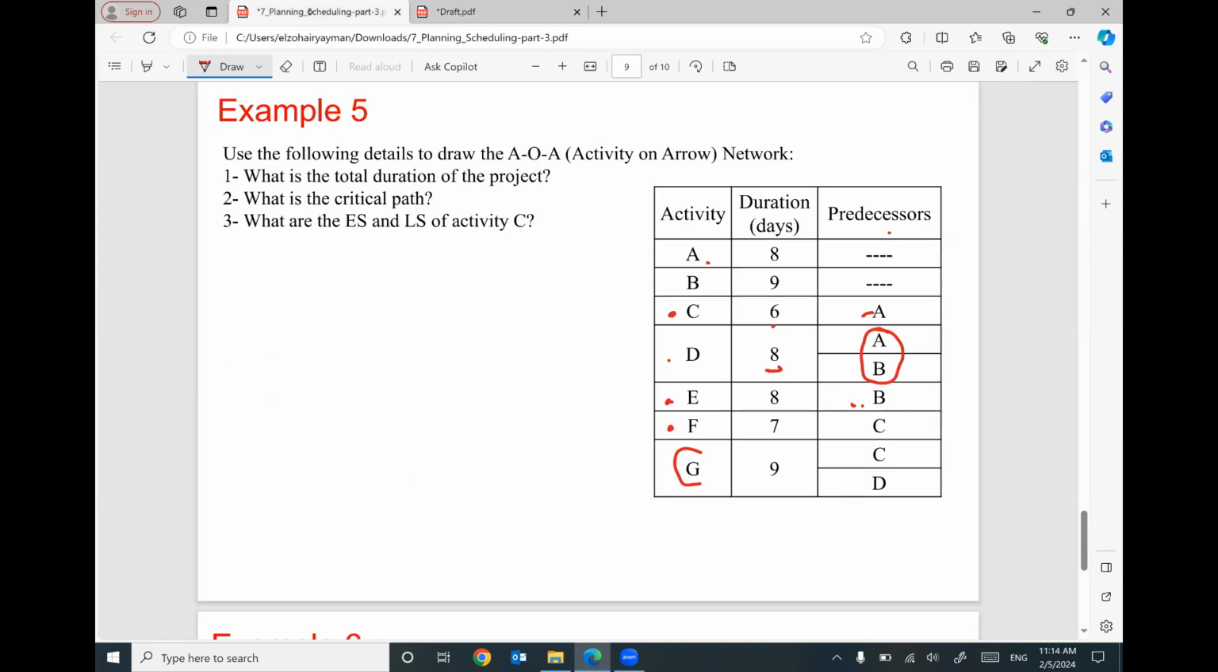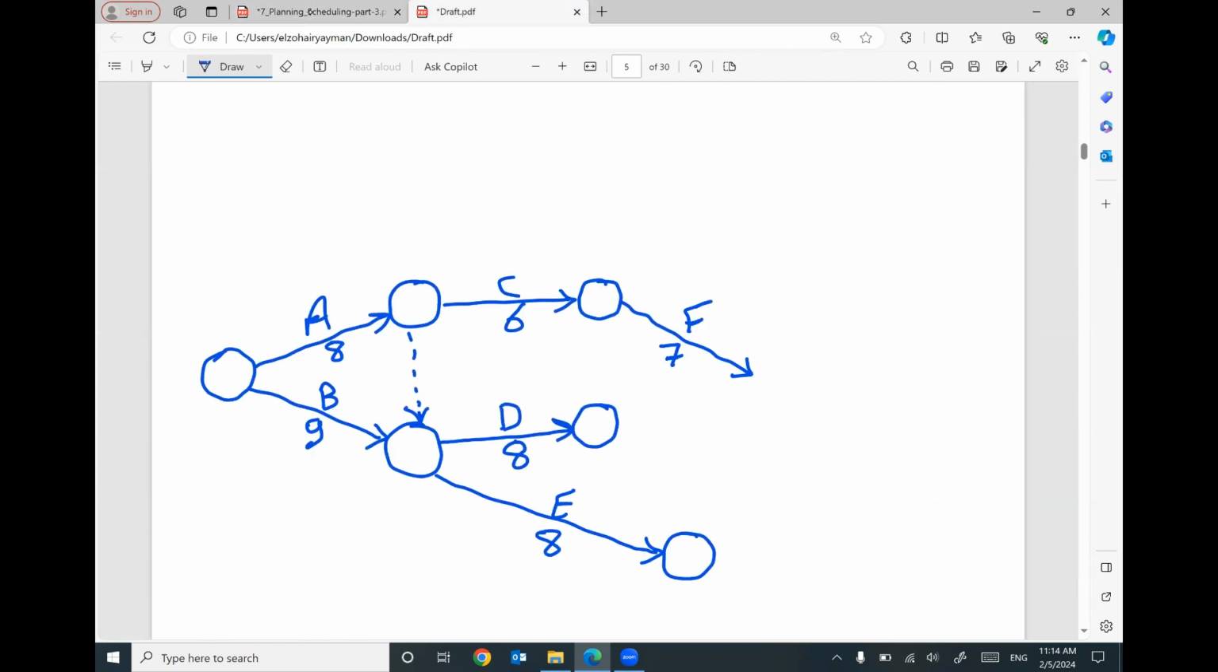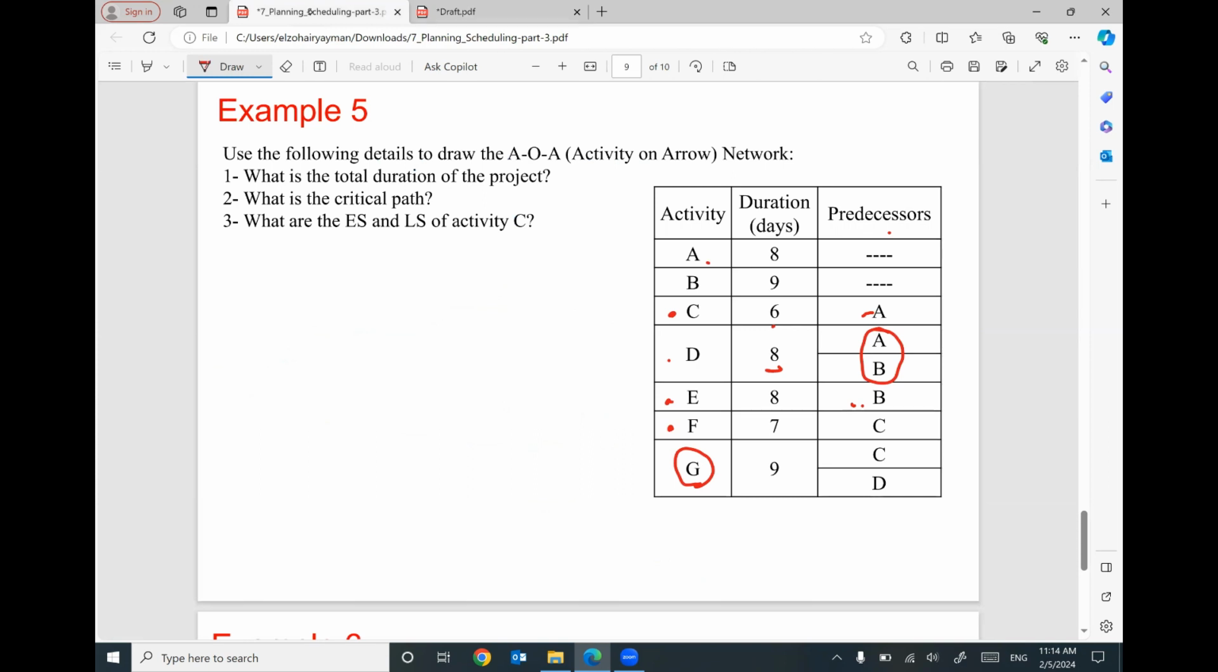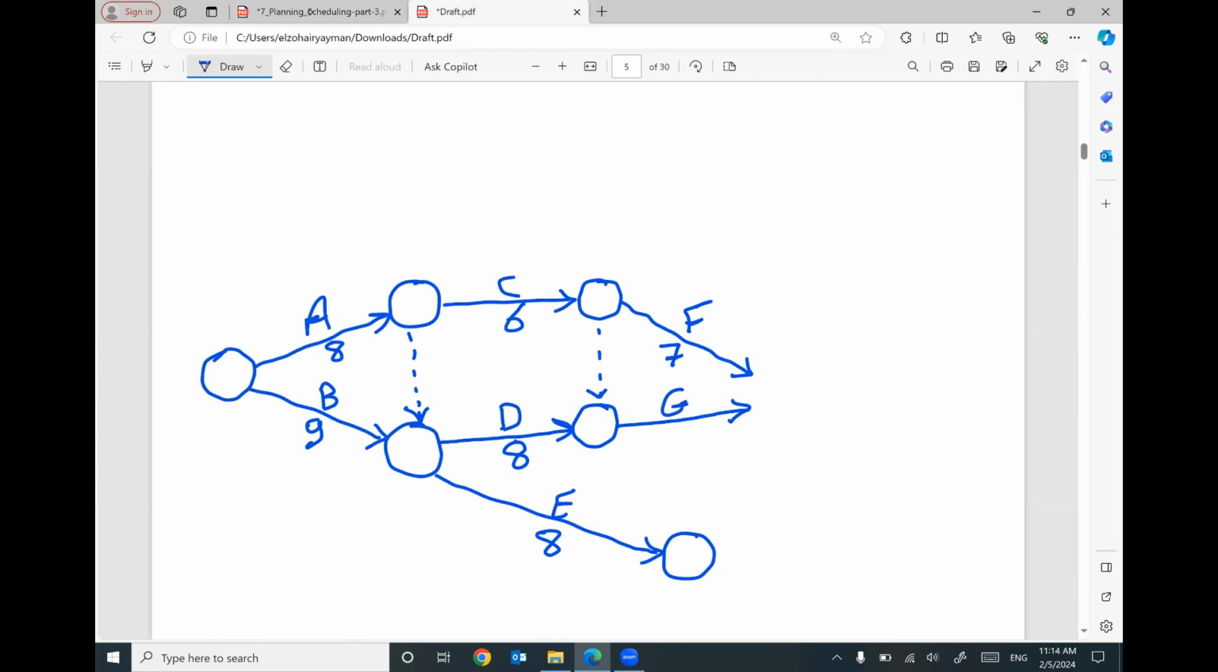The last activity looks like is G, has a predecessor C and D. Here is C, and here is D. So I can draw here a dummy activity and draw activity G with a duration equal 9. So based on this dummy activity, the predecessor for G is C and D. So looks like the last activities will be F, G, and E.